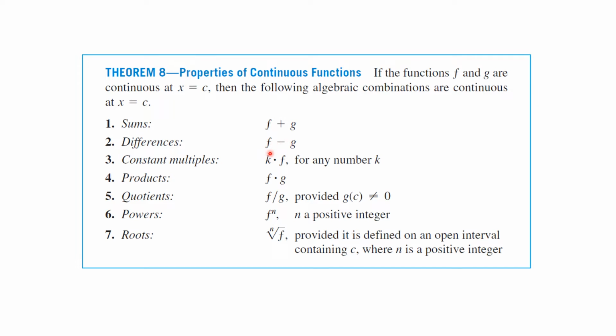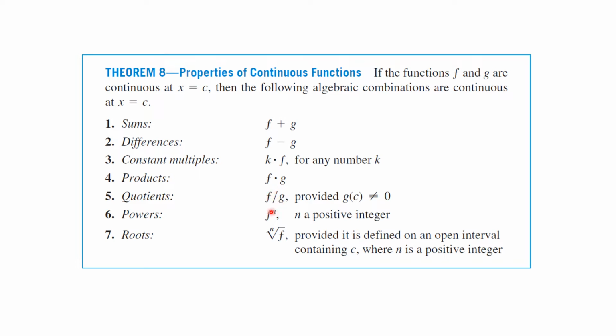If we multiply one of them by a constant, then the result is continuous at c. If we multiply the two functions, then the product of the two functions must also be continuous at c. If we take a ratio between these two functions, like f divided by g, then we should make sure that g of c is not equal to 0. And that's the way that you can guarantee that the ratio between them is continuous at c.